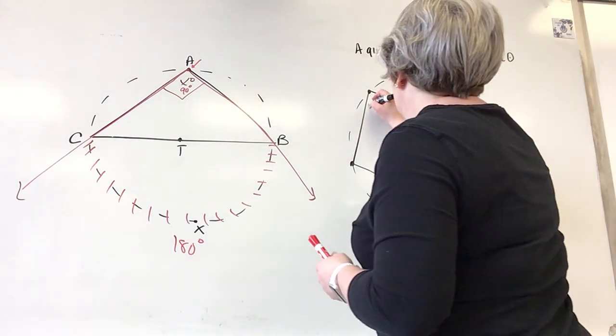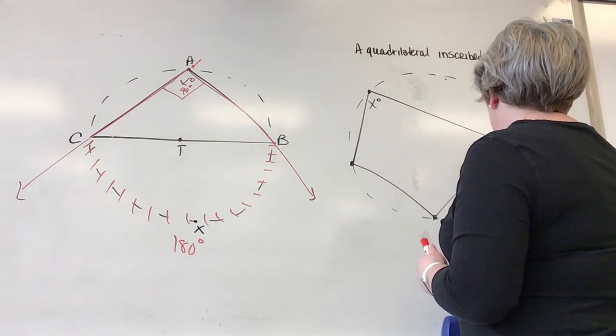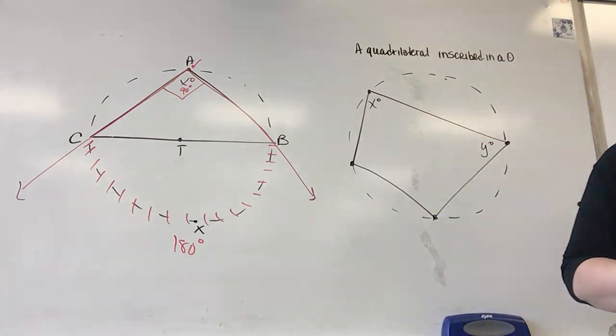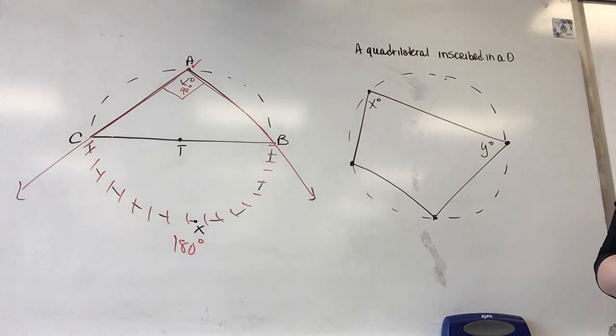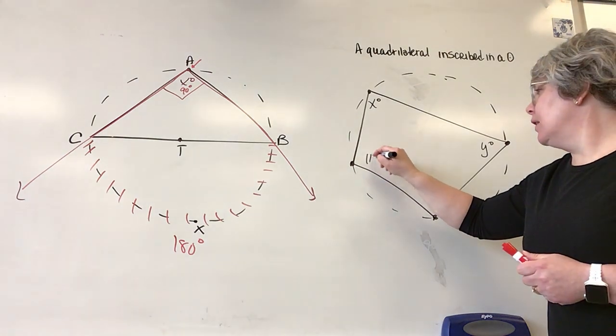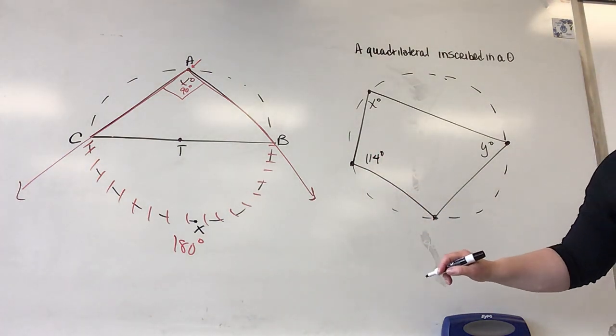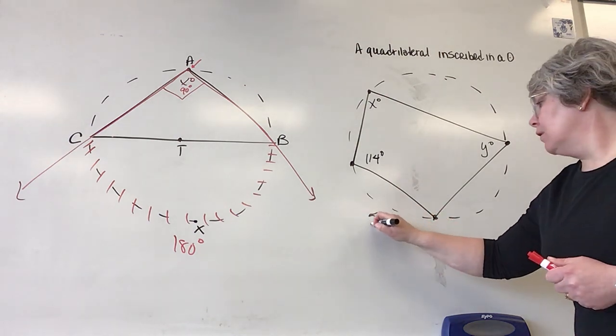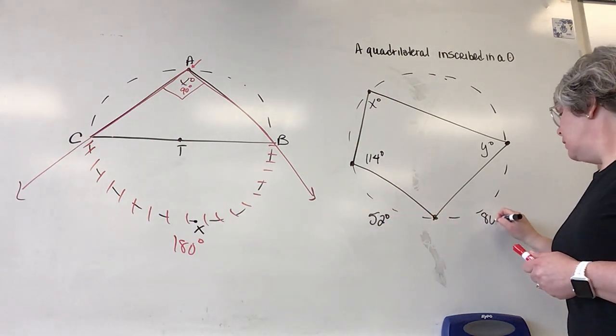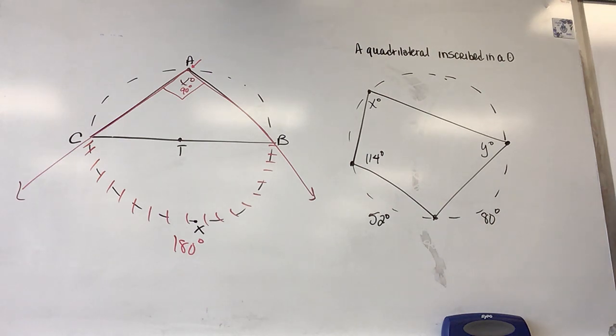I'm gonna ask for x here. I'm gonna ask for y here. I'm gonna say 114. Yep, 114. And we have 52 and 80. And we're gonna add a theorem to this.